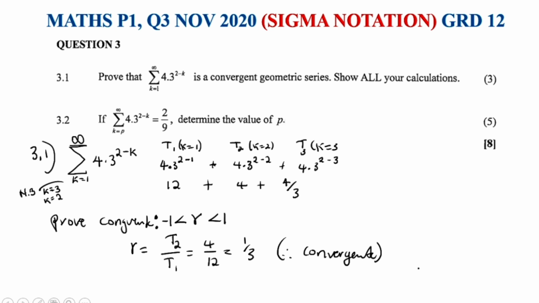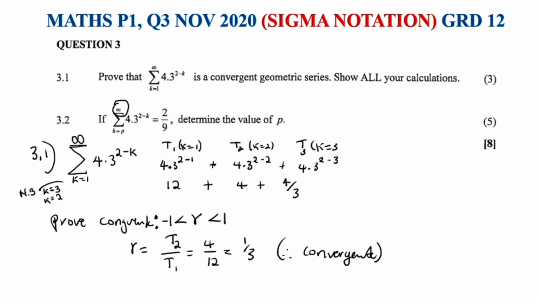Now let's have a look at 3.2. It says if we have the sigma notation where k is equal to p, 4 times 3 to the power of 2 minus k is equal to 2 over 9, because now we have an infinity here. And we already know what r is. So we need to be able to deal with this one.